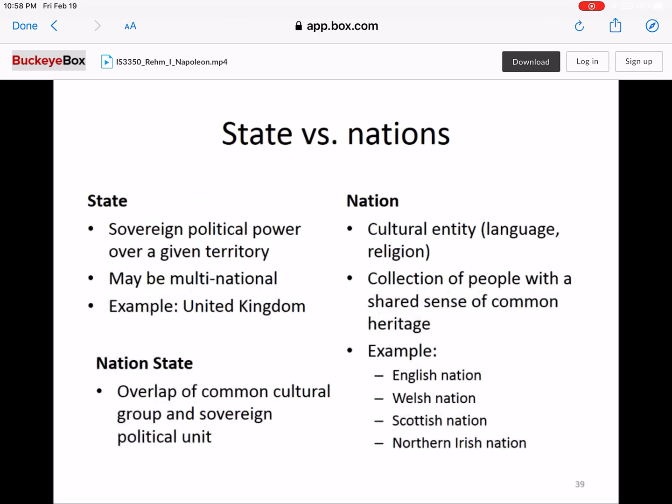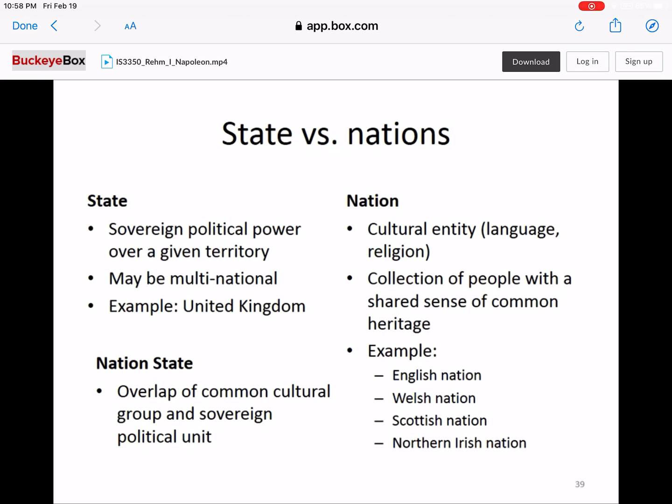It makes sense here to discuss the distinction between states and nations. So a state is a sovereign political power over a given territory. Many states that exist are multinational, and a good example is the United Kingdom that combines several nations or former monarchies under one state. The nation, however, is a cultural entity, and cultural means mainly language, a common religion, often a common history that often is invented.